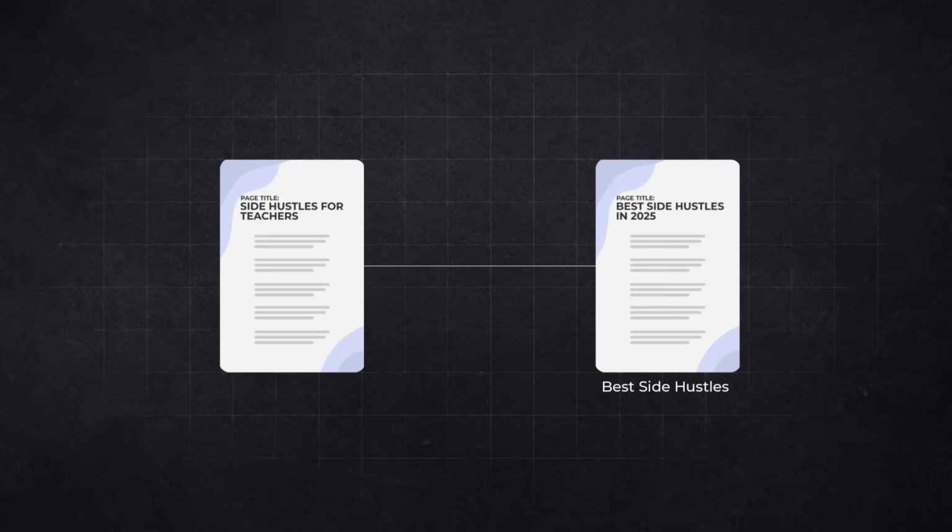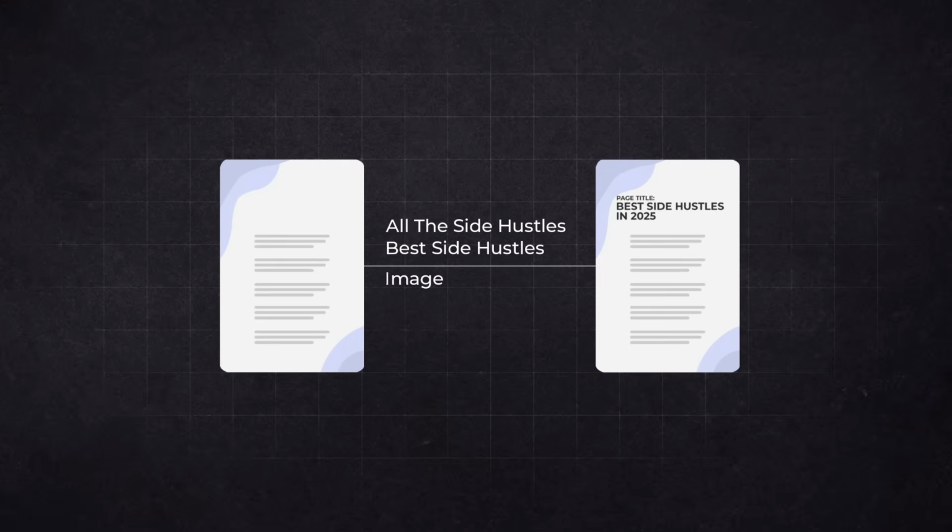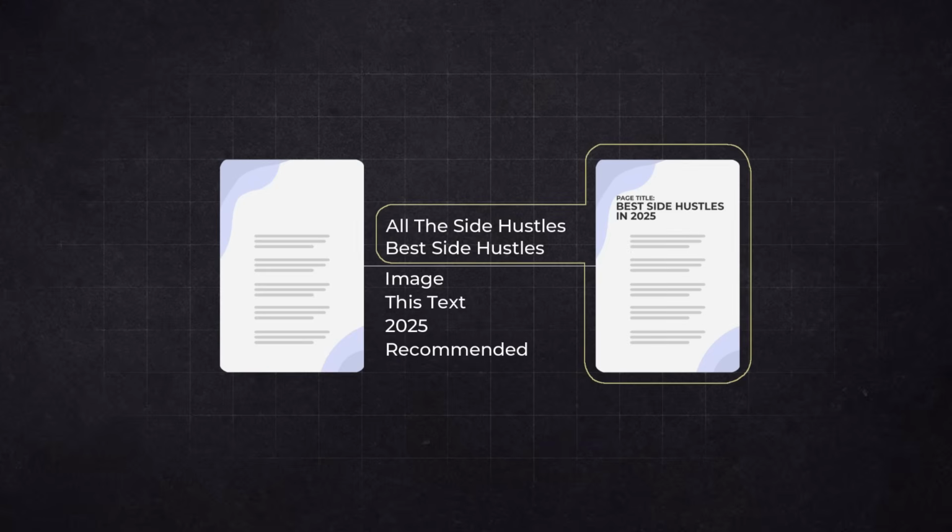And then if you are working on another page and have the opportunity to add an internal link to the same page, you will want to find the same keyword or relevant keywords for the anchor text as well, such as all the side hustles. Be mindful of the anchor text you use that links to a particular page, because if you have, for example, image, this text, 2025, recommended, and other irrelevant keywords as the anchor text, you miss the opportunity to give search engines a hint on the strong relevance of the links. So on top of adding relevant internal links, you should be mindful of all the anchor text that you use when linking to other pages.